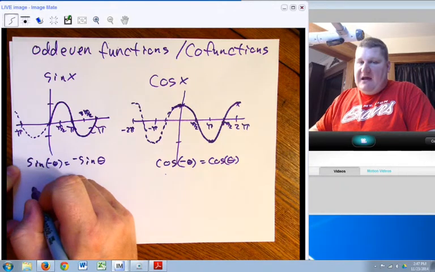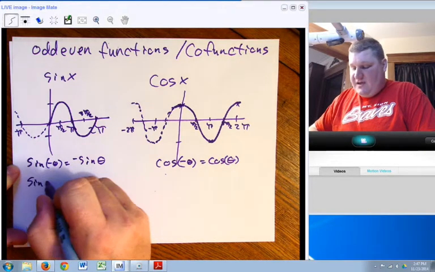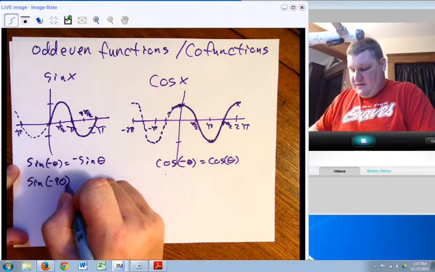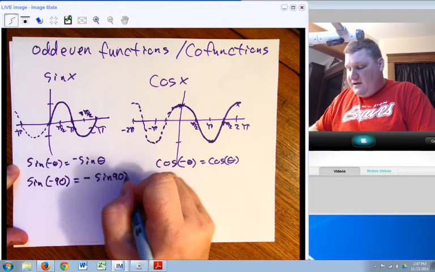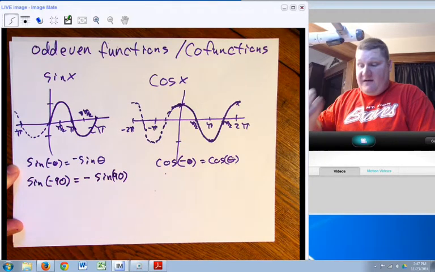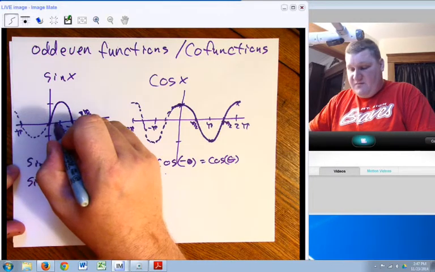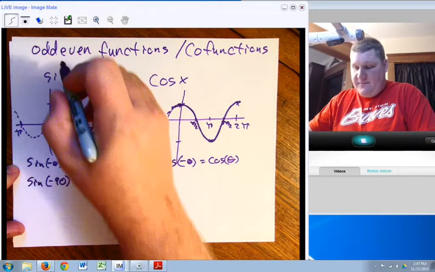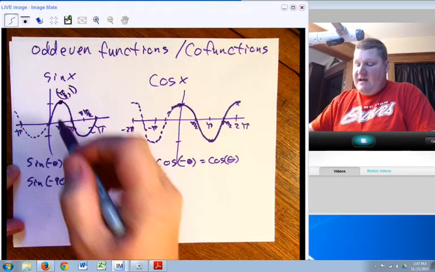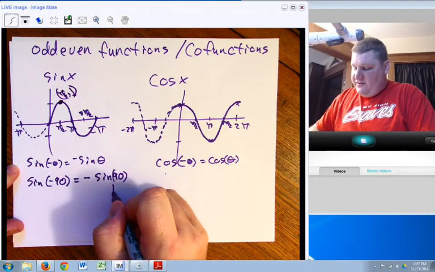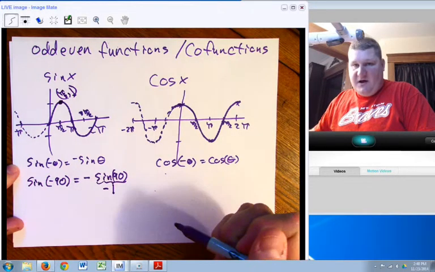Well, you can't prove things using a specific example, but I can illustrate how it works using a specific example. If I say sine of negative 90, the identity tells us that that's equal to negative whatever the sine of regular 90 is. So let's see if that is true. First things first, the sine of 90 would be at pi over 2, so that's going to be right here at 1. So it's pi over 2 comma 1. Now, if 1 is the value here for sine of 90, put a negative out front, negative 1. Let's see if it's true.